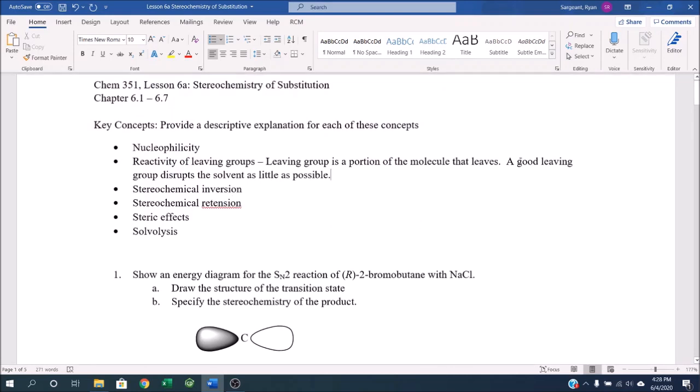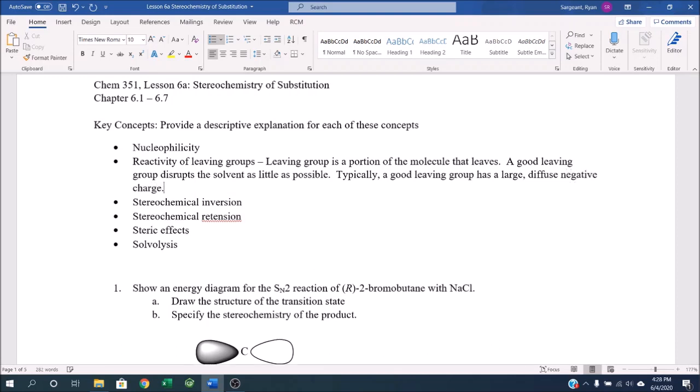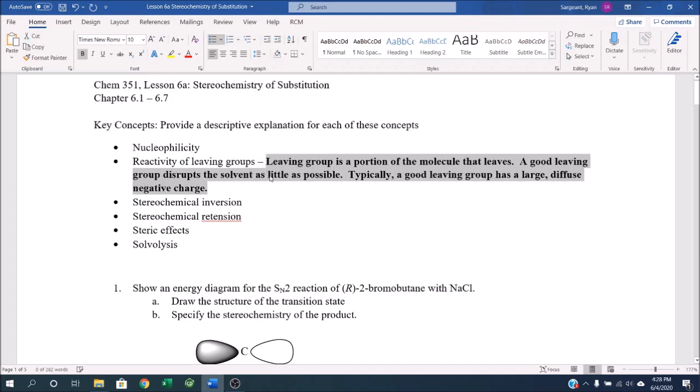So the reactivity of leaving groups: a good leaving group disrupts the solvent as little as possible. And typically, a good leaving group has a large diffuse negative charge. That's a lot in that definition, and we're going to look at some more examples of that. But this is the key concept. A good leaving group has a large diffuse negative charge.